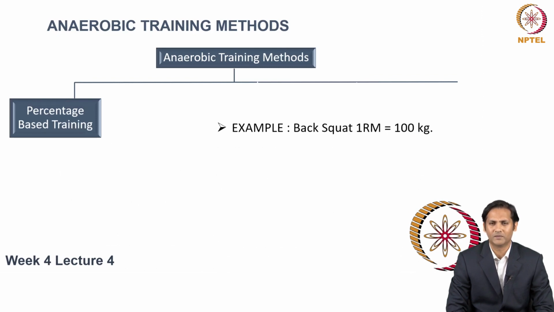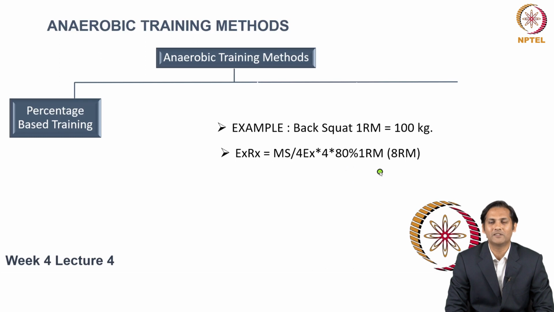Let's consider an example. Back squat 1 RM is 100 kg. Let's assume you have a back squat 1 RM of 100 kg. It means that you have performed a squat exercise and you are able to lift 100 kg for 1 repetition. This represents your 100% of 1 RM. Now you prescribe a workout to improve your muscular strength at 80% of 1 RM. Now 80% represents 8 RM using the NSCA's repetition relative to the percent 1 RM guidelines.